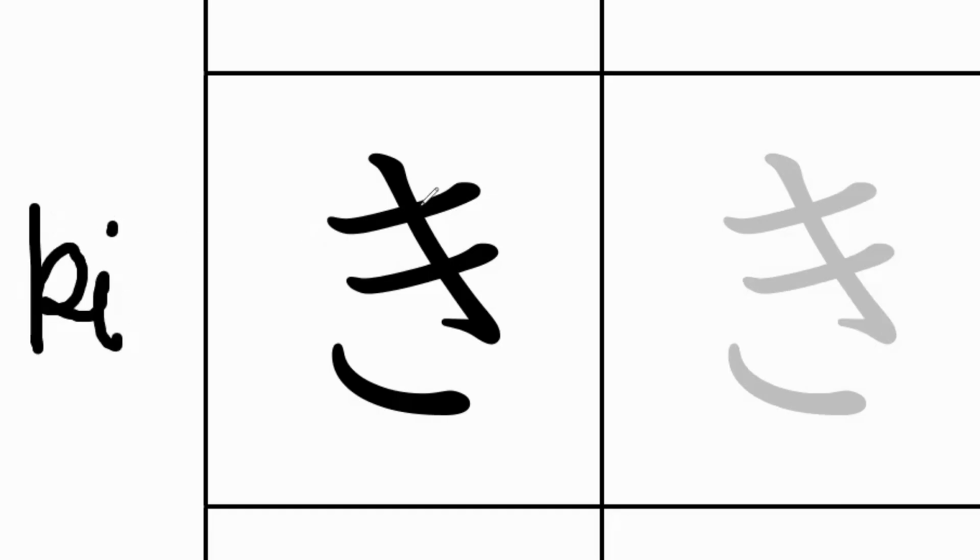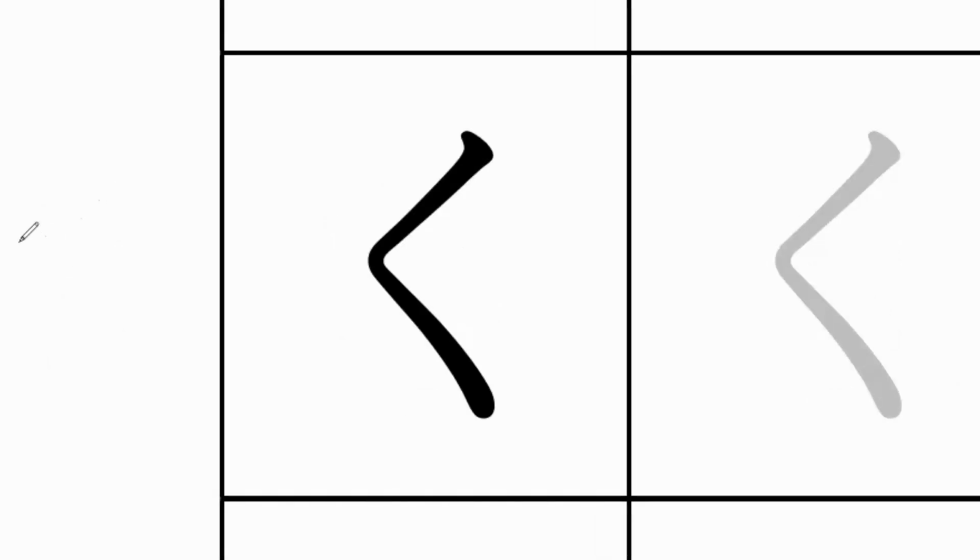So let's see how we draw it. This character has got 4 strokes. So we'll see how we draw them. The first stroke is like this. The second stroke is like this. The third stroke is from here to here like this. And the fourth stroke is like this. This is Ki. The third character is Ku.